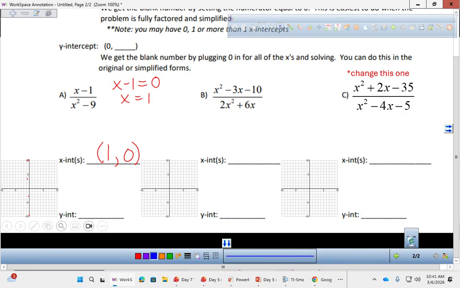So when I'm finding a y-intercept, I'm taking this equation and I'm putting 0 in the x spot everywhere that there's an x. All right, everywhere I see an x, I'm going to put 0 in. I'm going to do it over here so I can remember. So 0 minus 1 over 0 squared minus 9.